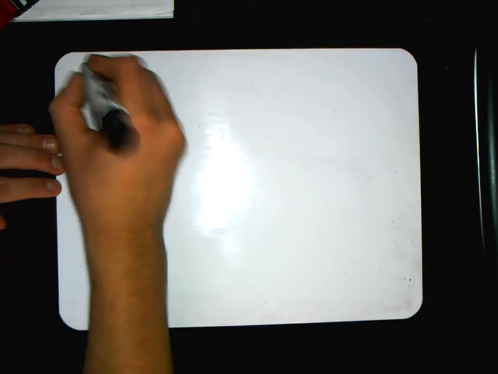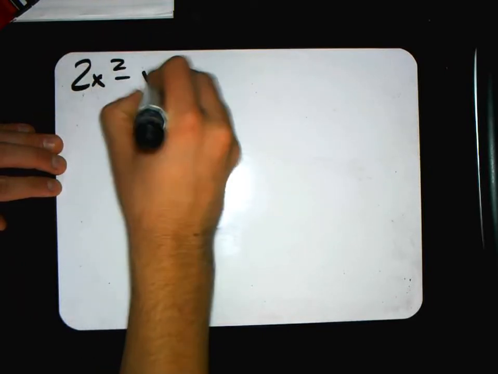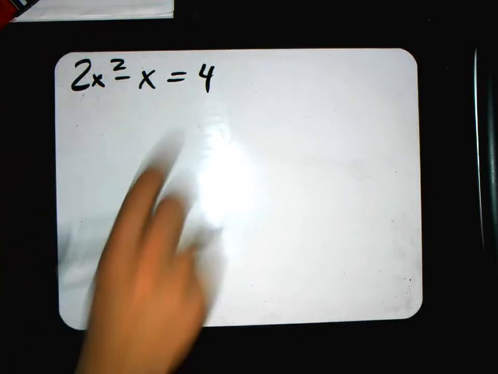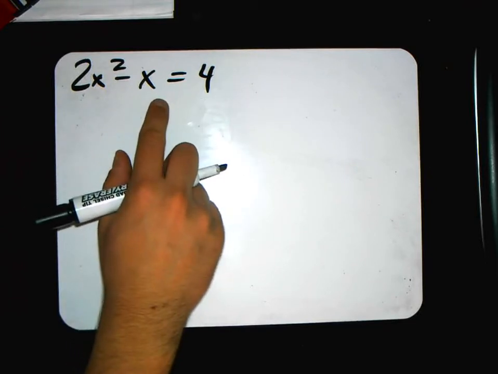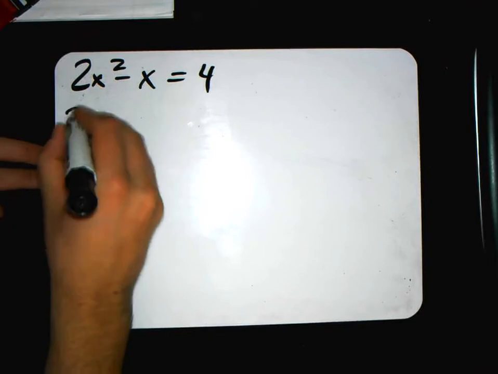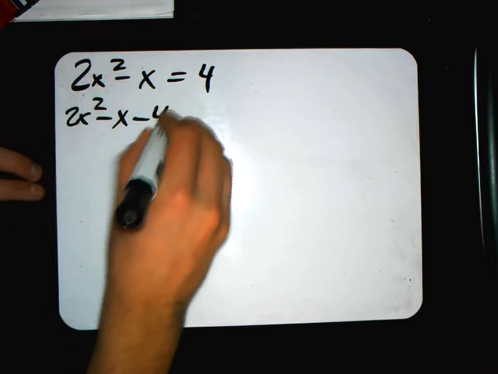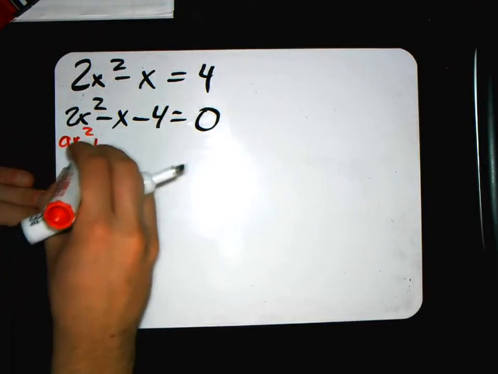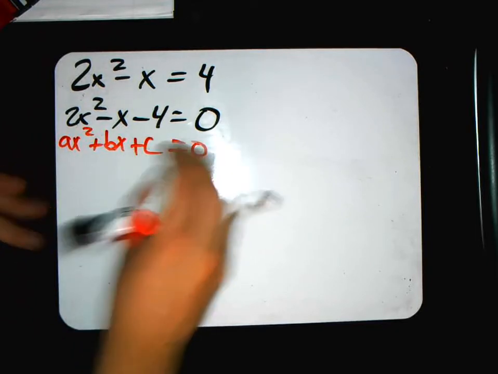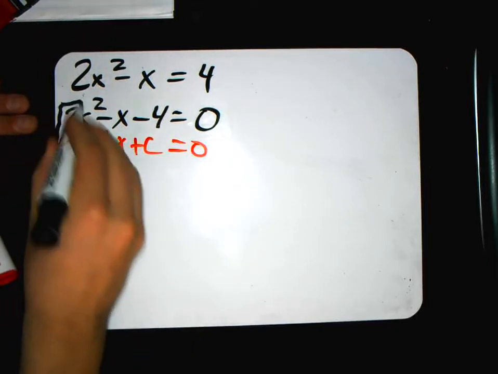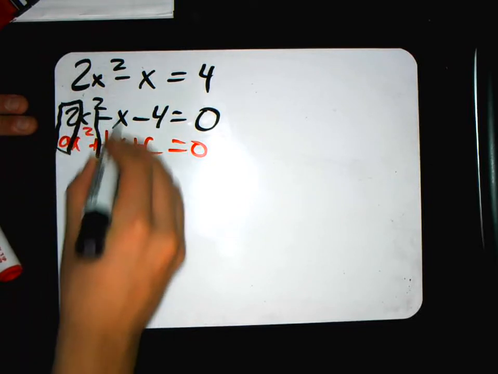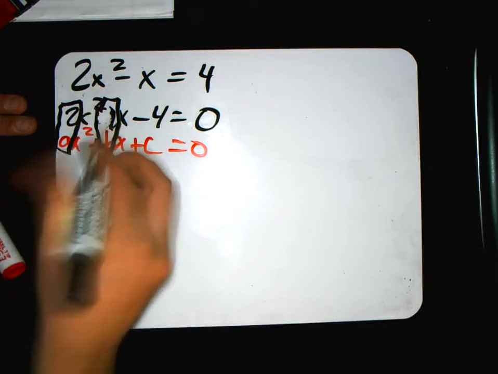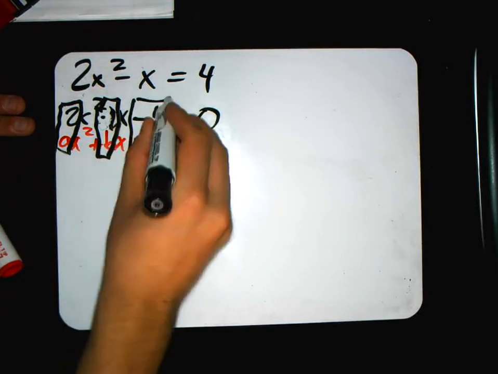Okay, let's say our quadratic equation is 2x squared minus x equals 4. Now, the very first thing before we can plug it into our formula is to move this 4 onto the other side and have it set equal to 0. So I'm going to subtract 4 on both sides of my equation. Okay, now I have it in the general form of my quadratic equation, ax squared plus bx plus c is equal to 0. So that means my a is 2, my b is negative 1, and my c is negative 4.